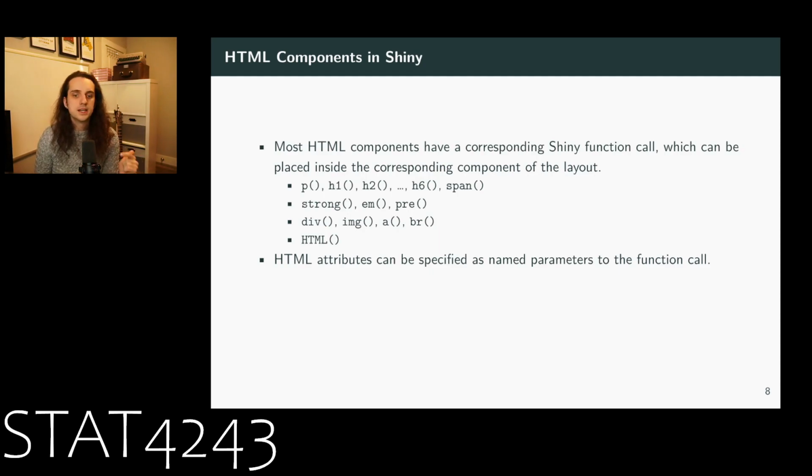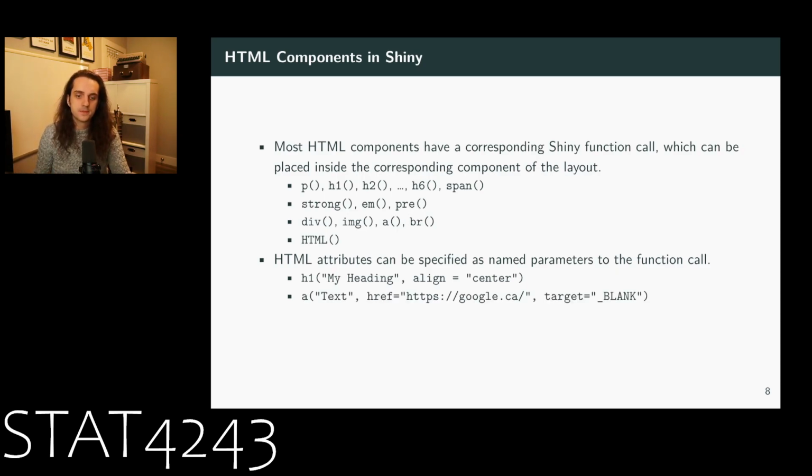It's also important to note that the attributes for these HTML items can all be specified as named parameters to our function call, right? So if you've seen HTML before, you'll know that oftentimes you want to provide specific attributes for these different tags. So for instance, if you want to align something to the center, right? So we have this heading, it's my heading, I can pass align equals center, and now it will be center aligned text, right? If I have an anchor tag, right, this is the actual link that will show up, or the text that will show up for the link. It's going to link out to google.ca, and I can specify target equals _blank.